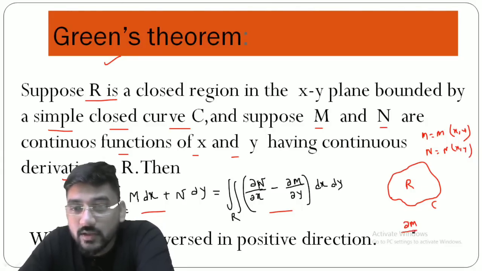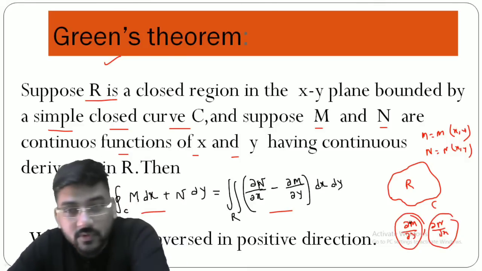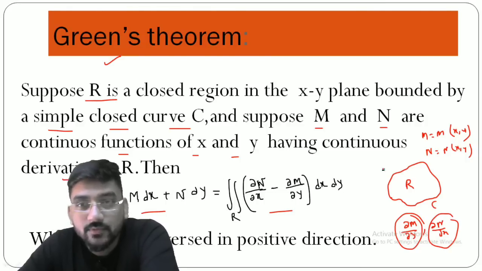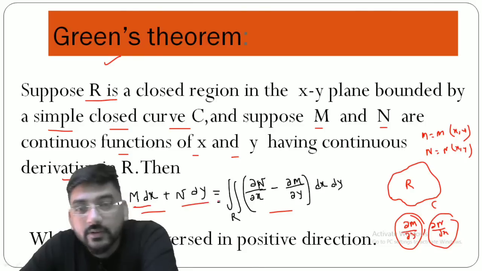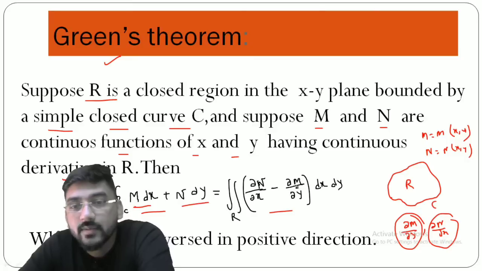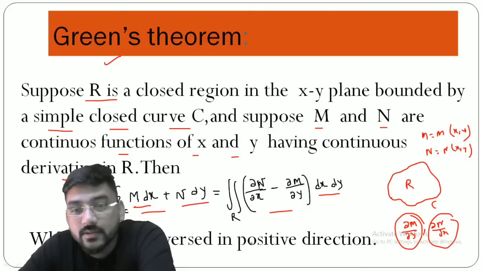That is del M by del x, del M by del y, and del N by del x. These derivatives of M and N with respect to x and y are continuous also. If these conditions are followed, then the line integral of M dx plus N dy can be written as a double integral over this region R of (del N by del x minus del M by del y) dx dy. This is Green's theorem, where C is traversed in the positive direction.